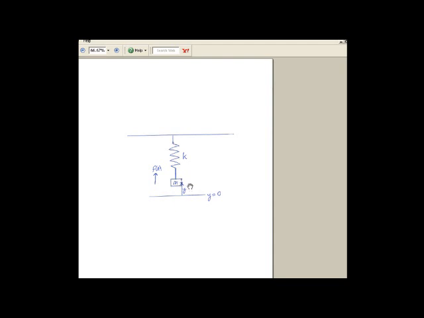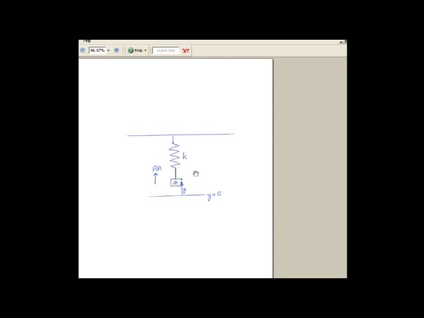One is the force of the spring, which is proportional to the displacement in the opposite direction. If the spring constant is k, then the force of the spring on this mass is minus ky. If y is positive, the force is negative. If y is down here, the force is positive, and it's proportional to the displacement from equilibrium.